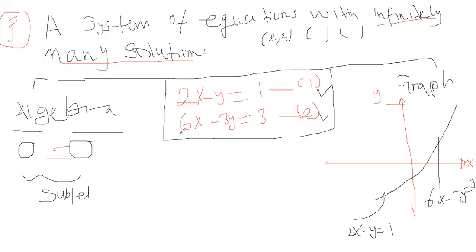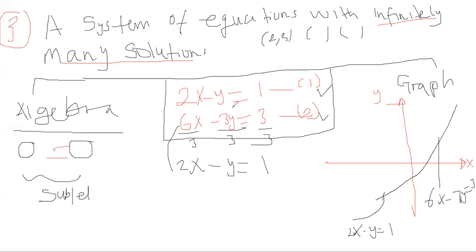How do we know that? If we divide this by 3, we will have nothing but equation 1: 2x minus y equals 1. So both equation 1 and equation 2 are the same thing. Equation 1 is equivalent to equation 2. In fact, equation 1 is a factor of equation 2. But we don't need to go into too much detail. We are not doing a mathematics major.